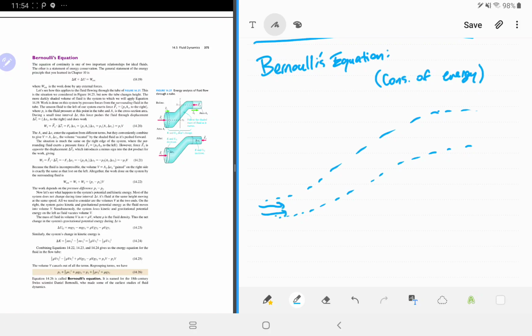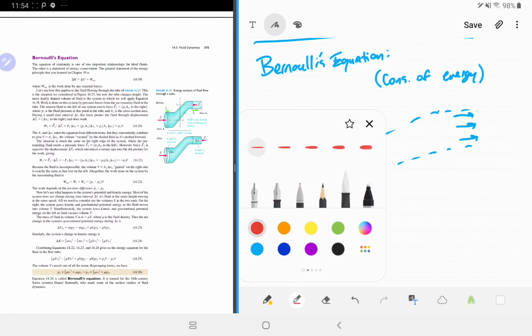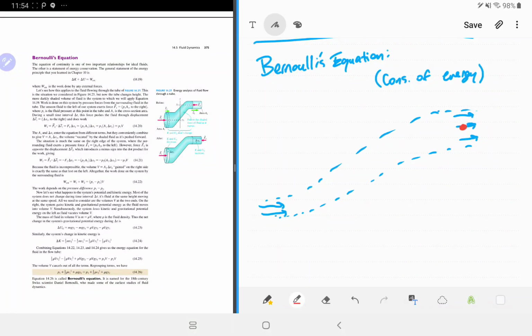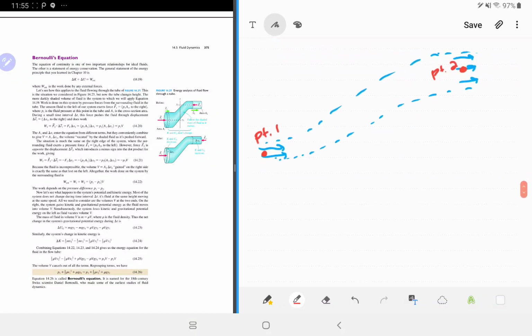Suppose you have some fluid right here, and eventually it goes up right here. We want to use conservation to make a statement about what happens at this point versus what happens at this point. By what happens, I mean we want to talk about some properties that occur at point 2 versus point 1. Some things involved here are the pressure, the velocity of the fluid right here, and the height in a gravitational field.